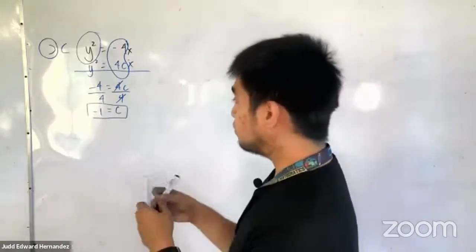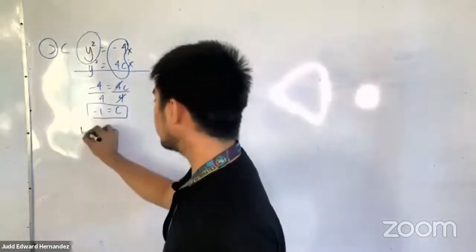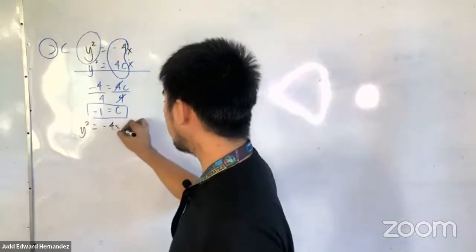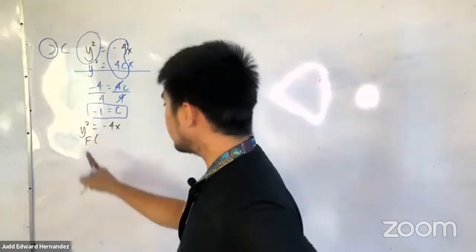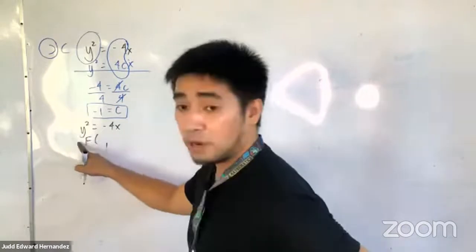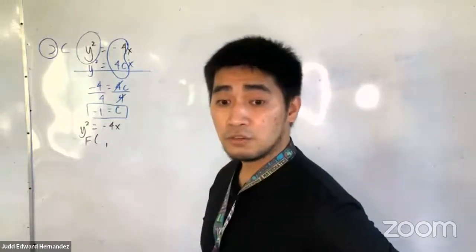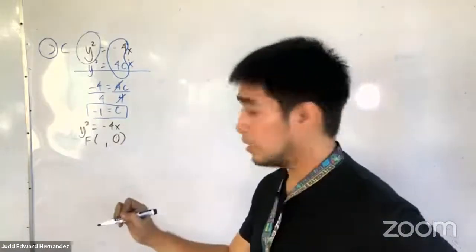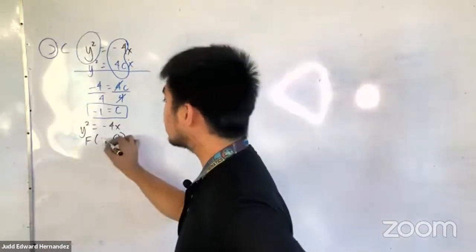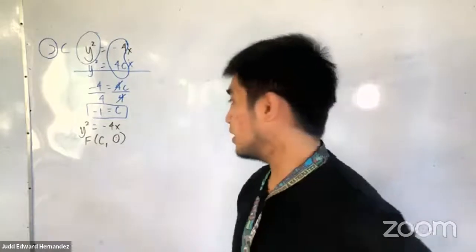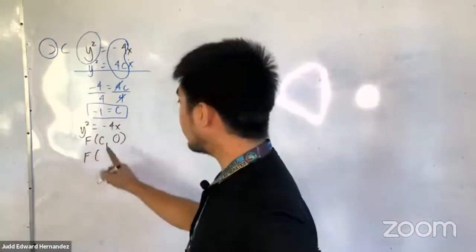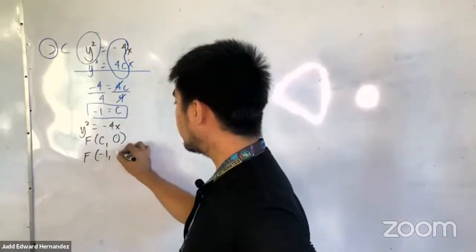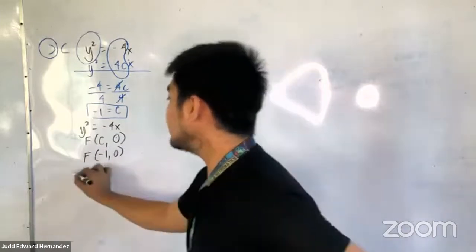At nasaan daw yung focus? So if this is y squared is equal to negative 4x, the focus should be located at, dahil y squared yun, tandaan mo kung y squared siya, mag-0 dapat yung y value natin. This becomes 0. Maliwanag. At ano yung value ni x? That becomes c. Okay. Therefore, the focus is located at, what is the value of c? Negative 1 and 0. And where is the directrix?